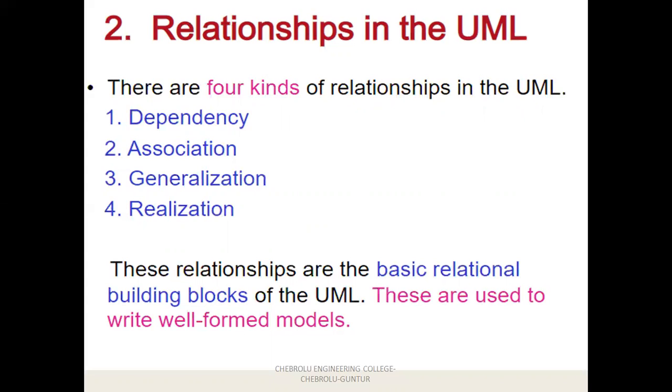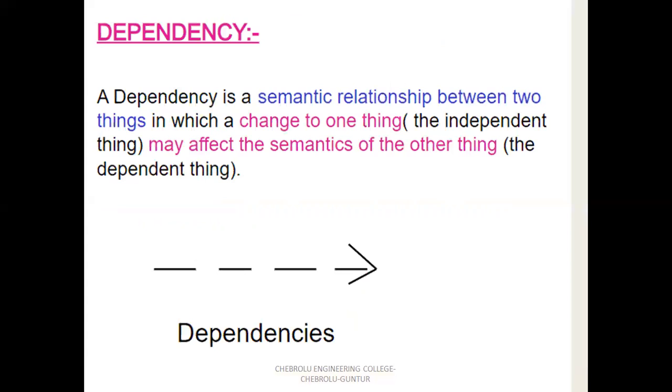These relationships are the basic relationships between the building blocks of the UML. These are written well for the model. First one, dependency. Dependency is a semantic relationship between two things in which a change to one thing, the independent thing, may affect the semantics of the other thing, the dependent thing.